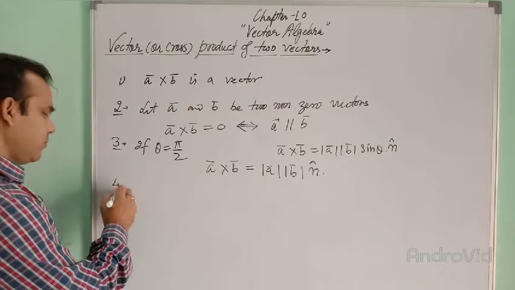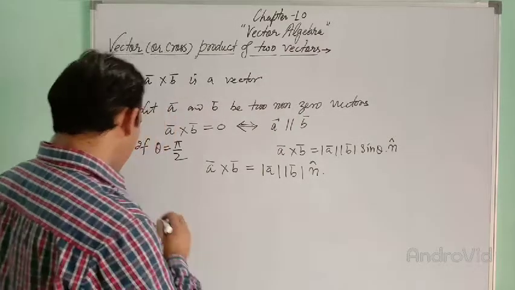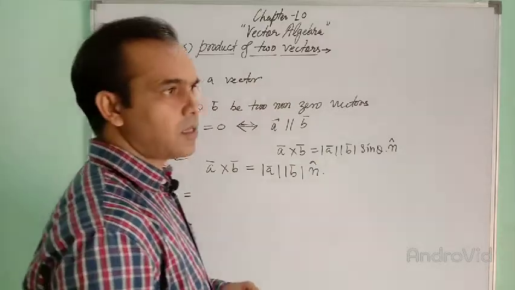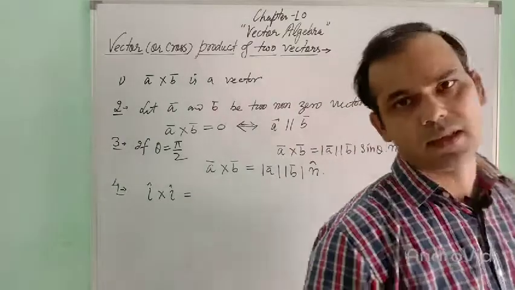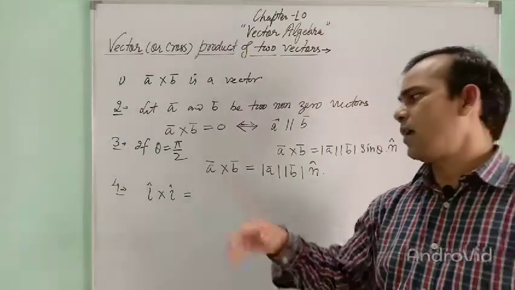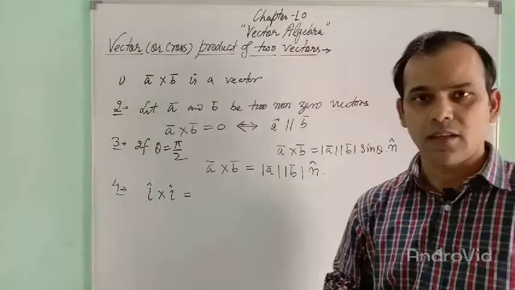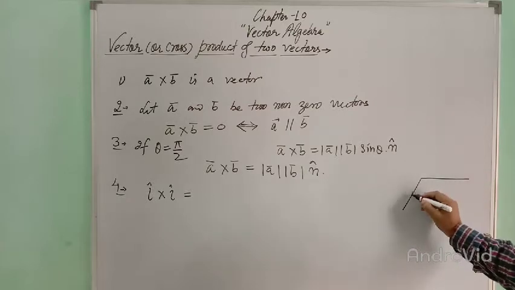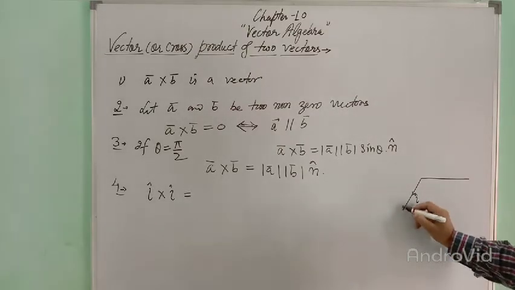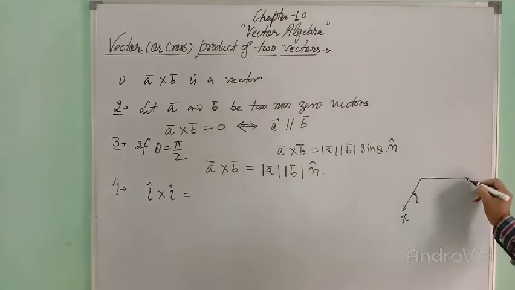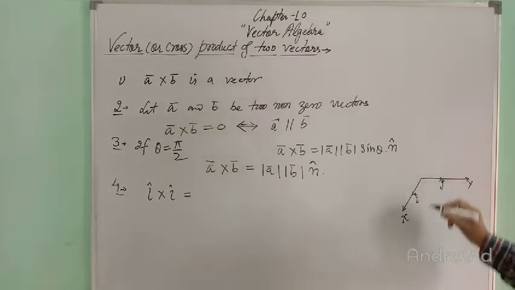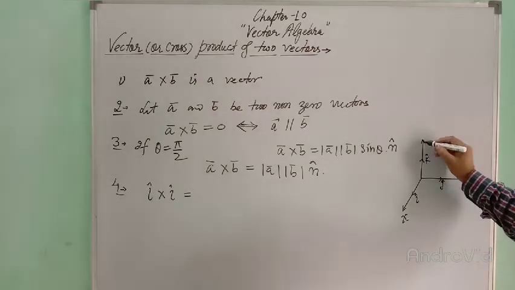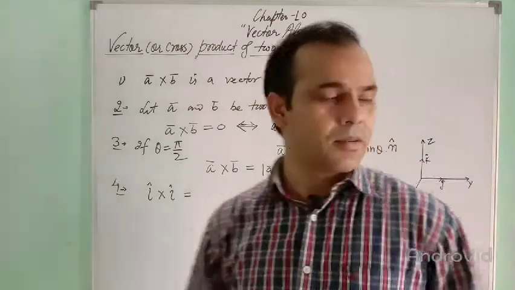Now fourth point, what would happen if we multiply i to i? Means the unit vector in the direction of x-axis is multiplied to itself and cross product is there, then what would be its value? In the rectangular coordinate system, let the unit vector along the x-axis be i cap, along the y-axis it is j cap, and along the z-axis it is k cap. So we have considered here rectangular coordinate system.